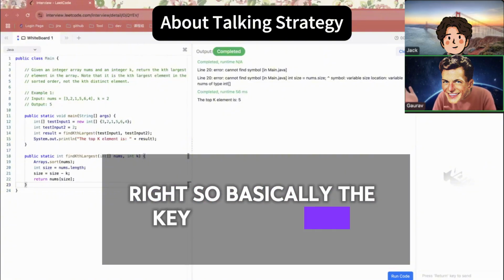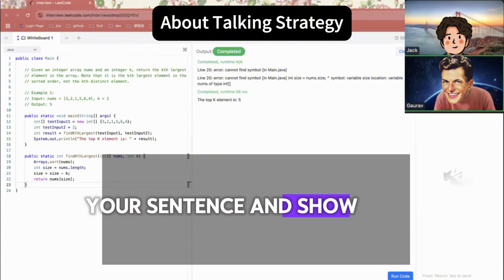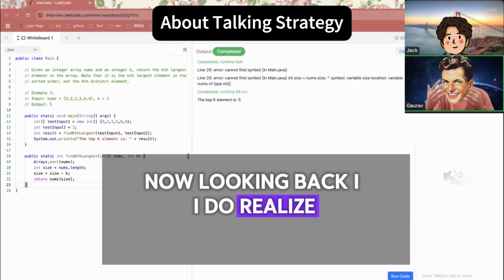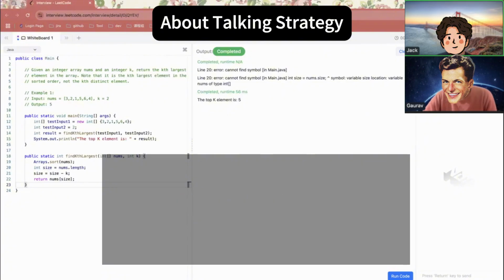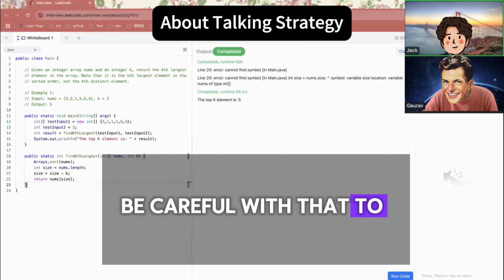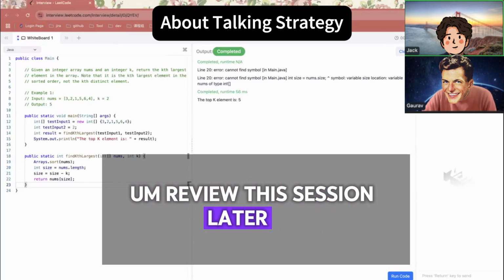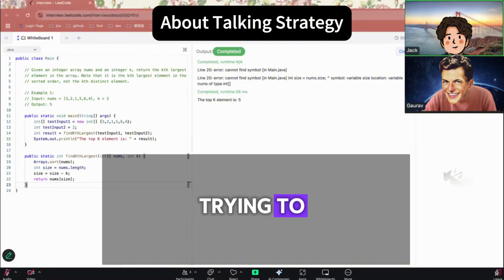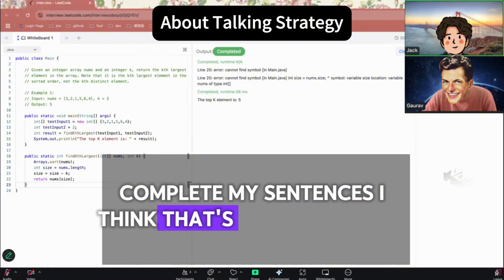So basically, the key is to complete your sentences and show your professionalism. Now looking back, I do realize I have a lot of incomplete sentences. I will be careful with that, review this session later to follow the instruction, and do more practice trying to complete my sentences. I think that's very important.